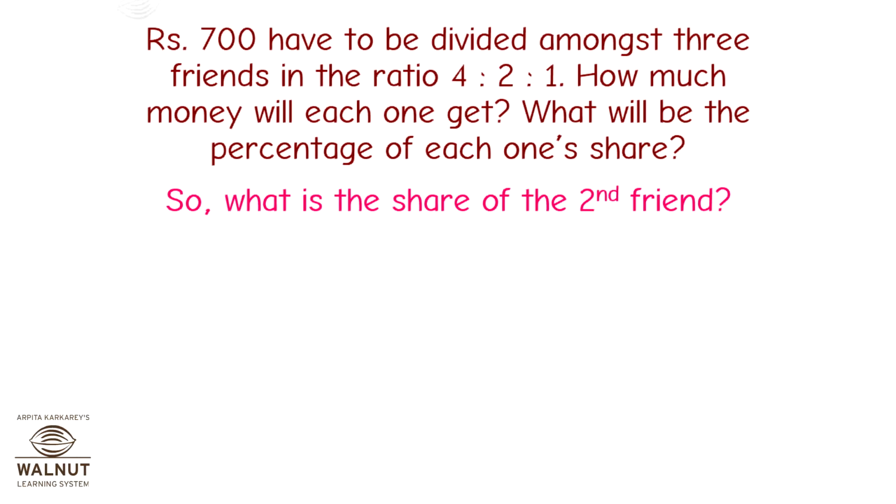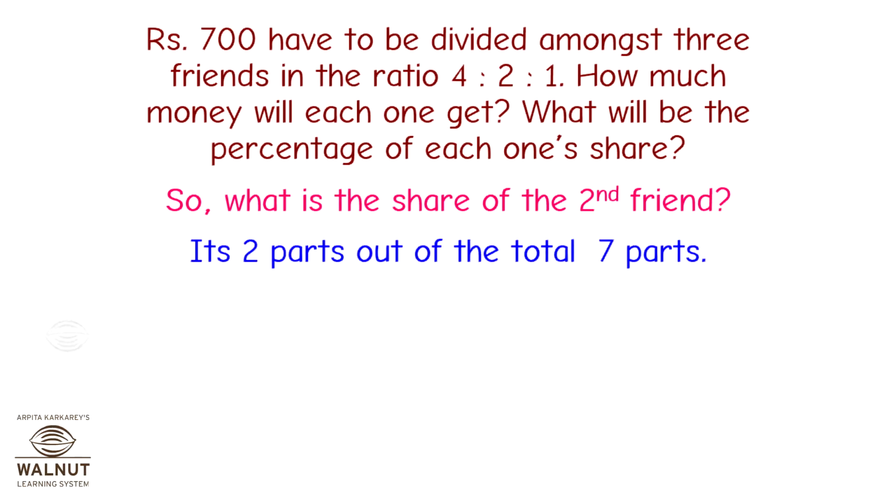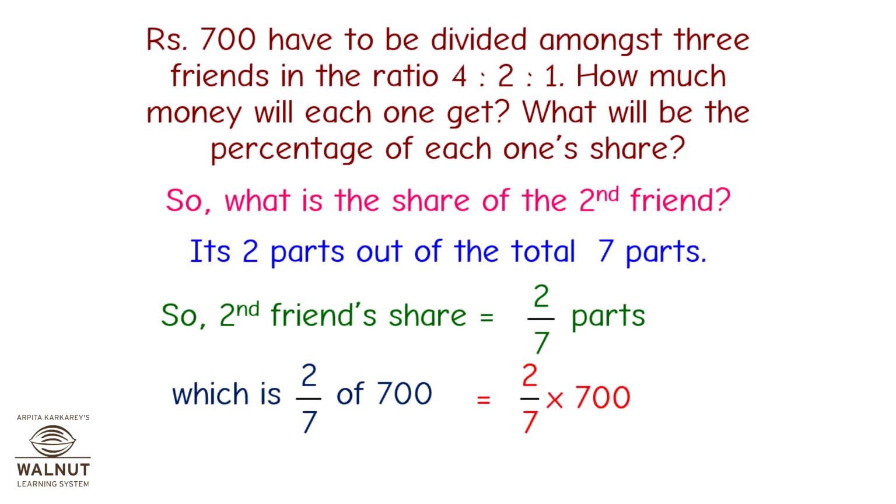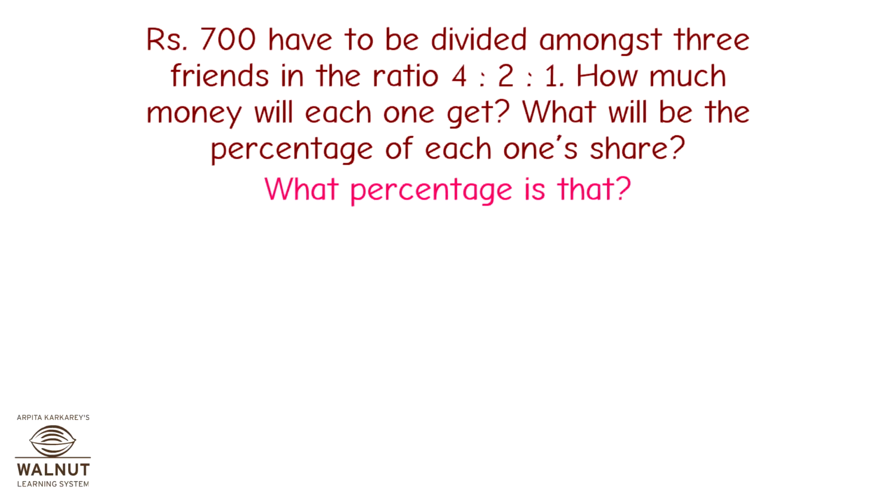So, what is the share of the second friend? It's 2 parts out of the total 7 parts. So, second friend's share is equal to 2 upon 7 parts, which is 2 upon 7 of 700. That is equal to 2 upon 7 into 700. That is equal to 2 into 100. That is equal to rupees 200.